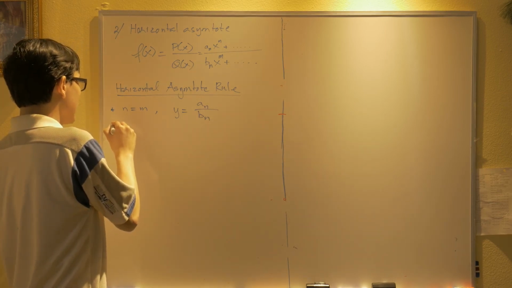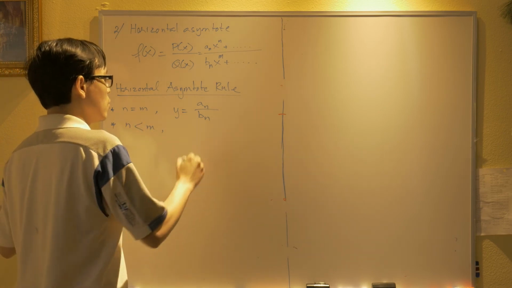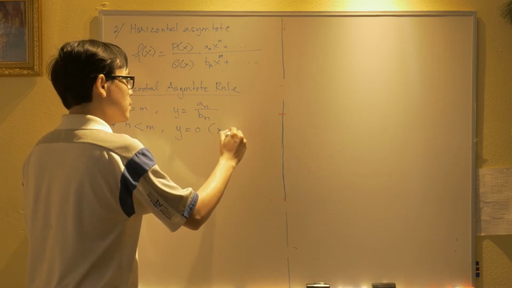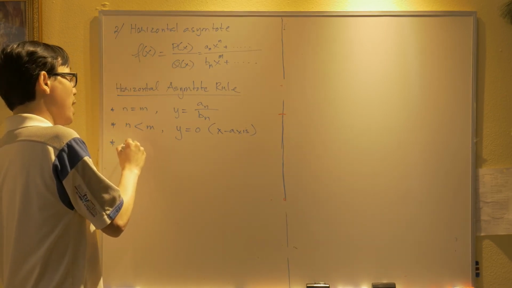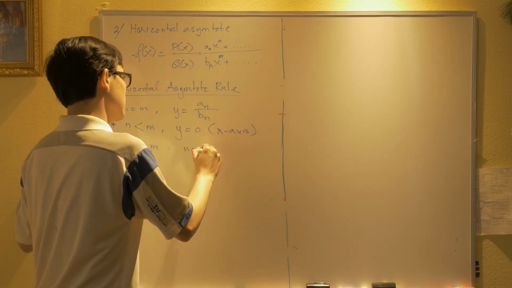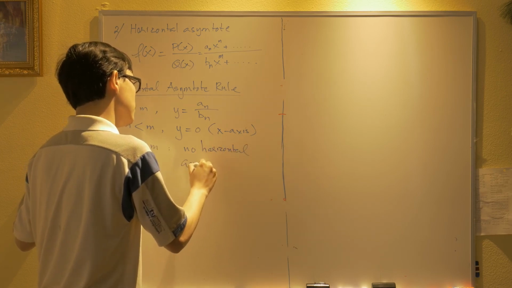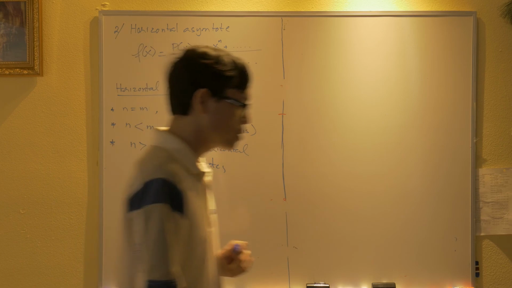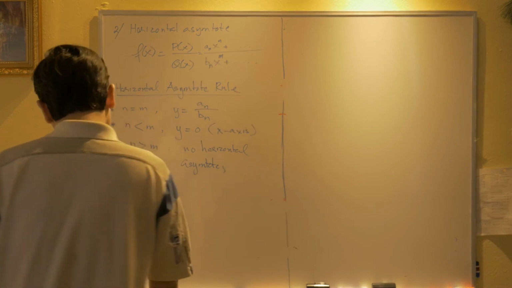If n is less than m, then the horizontal asymptote will be y equal to 0, which is the x-axis. And if n is greater than m, then we don't have any horizontal asymptote. We have another type of asymptote, which I'm going to talk about later. We call it slanted asymptote. But before I talk about slanted asymptote, I want to go through some examples so that you can understand better.